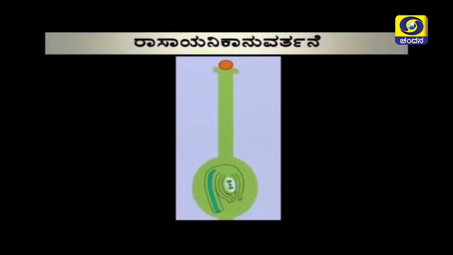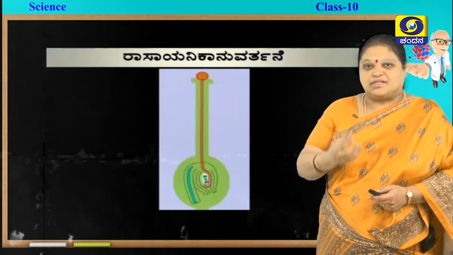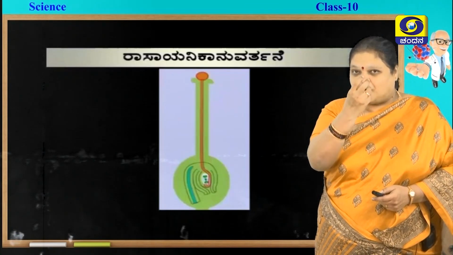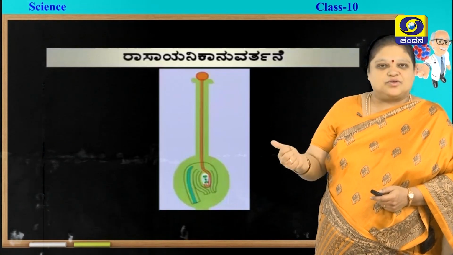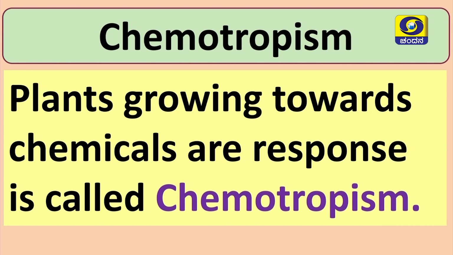Next you can see another type of tropism. Here you can find a part of the plant, the pollen present on the tip of the stigma is slowly producing a pollen tube towards the ovule. Some chemicals are produced by the ovules that make the pollen attracted. So you call this chemotropism. So plants growing towards chemicals as a response is called chemotropism.